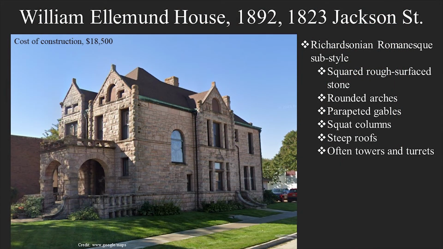We get into Richardsonian Romanesque architecture now. This is the William Element House, built in 1892 at 1823 Jackson Street. This is Richardsonian Romanesque architecture, which is all masonry, features rough surfaced but square cut stones. You'll see rounded arches, parapeted gables, squat columns, steep pitched roofs, and you'll often see turrets and towers.